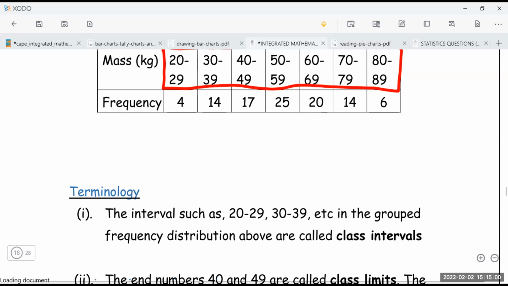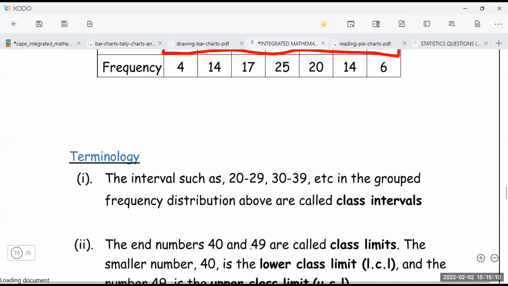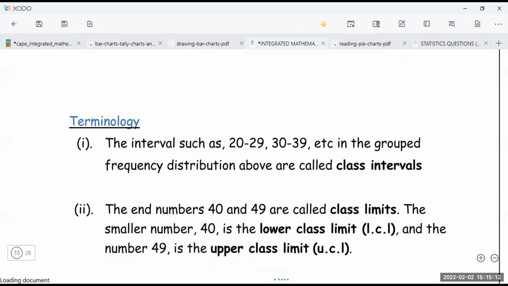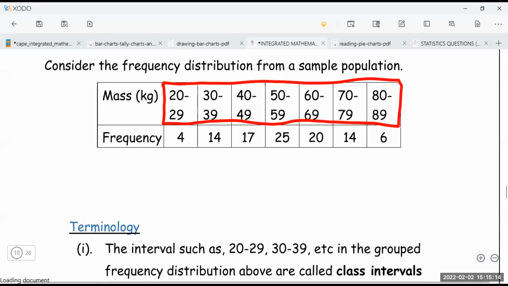So they call it the lower class limit and the upper class limit. All right, so those are your class limits. Now, the next thing to note about it is that you have what is known as the upper class boundary and the lower class boundary.